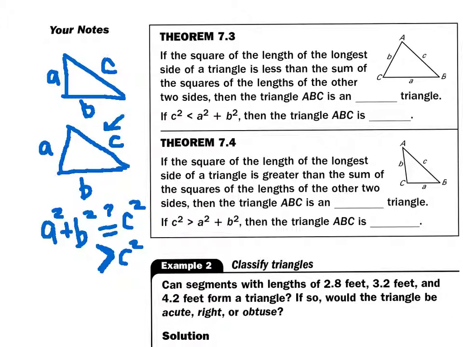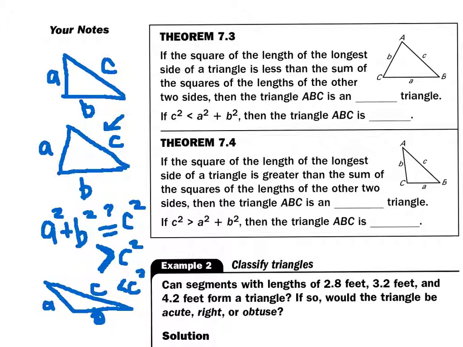Okay, let's draw another one, except this time let's draw it obtuse. So our right angle now gets big and obtuse. So we'll have a squared plus b squared equals c squared. Now, that of course won't be true because it's not a right triangle, but what will we know? Well, a squared plus b squared this time will be smaller than c squared. And if they're smaller than c squared, we know it's obtuse. So bigger, acute, equal to right, smaller, obtuse.